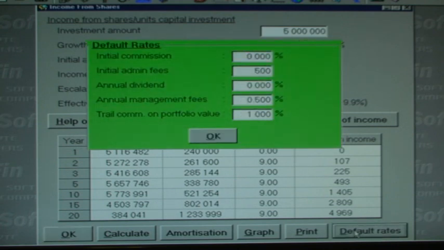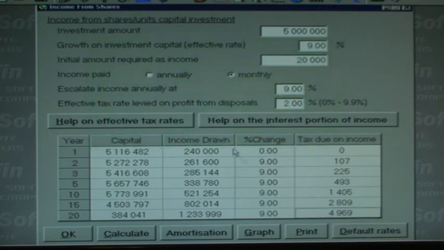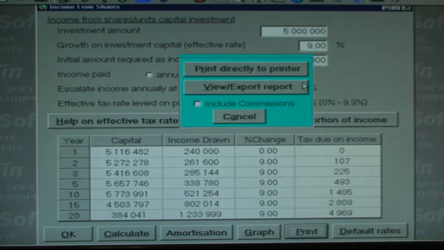Clicking on default rates opens a window which allows us to set up our commissions and admin fees and dividend payouts and management fees, etc., as well as trail commission. Clicking on the print button, we can then have the option to direct our report straight to the printer. We can export our report to any other format, and we can ask the printed report to either include commissions or not include commissions.